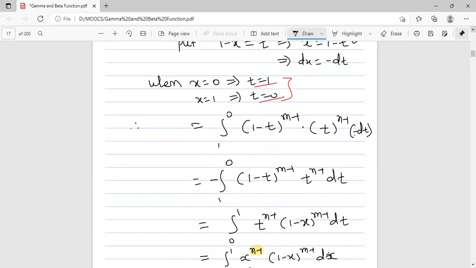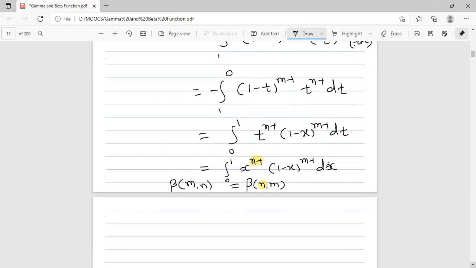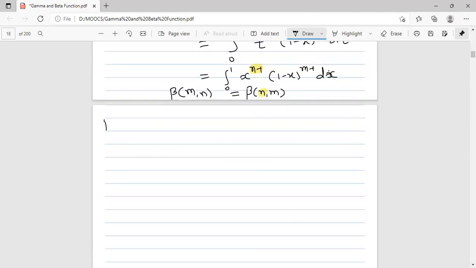Beta mn is equal to beta nm. Okay, and we have beta nm is equal to beta mn. Now henceforth I will write either mn or nm, it doesn't matter because they are the same. Take here another detail.